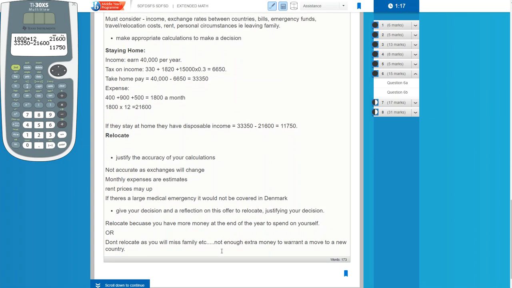Any questions on that? Can we do what we just did, where you can give one reason for going and one reason for staying, or does that have to be both for the same? No. The question says, give your decision and a reflection on this offer. So you make a decision, yeah. If it said something like, discuss the benefits of moving or staying, then you would give the advantages and disadvantages, okay?